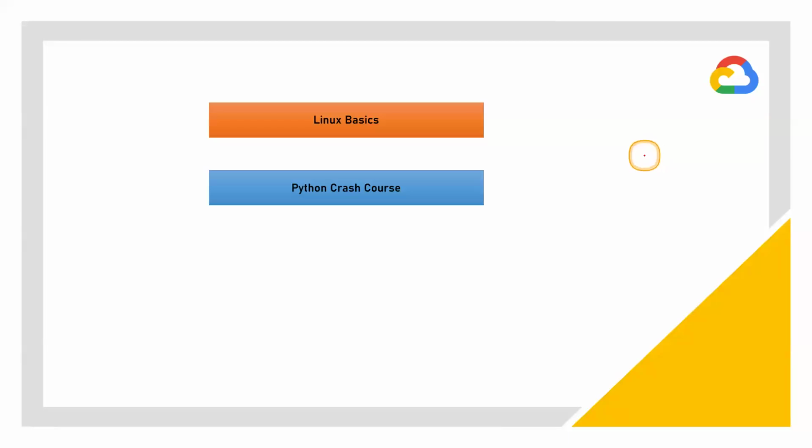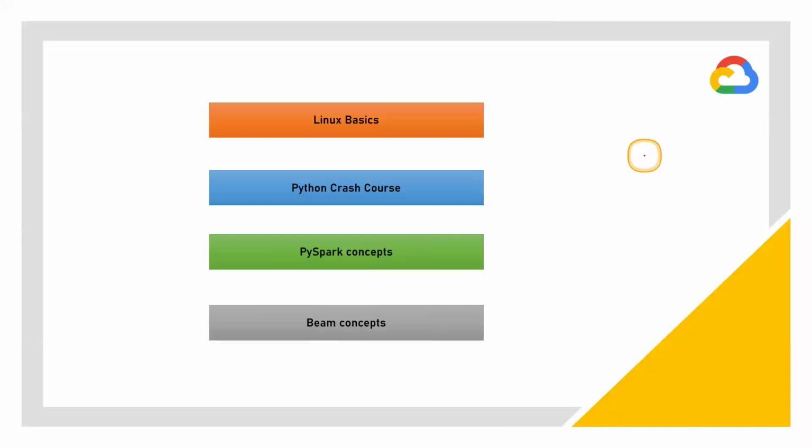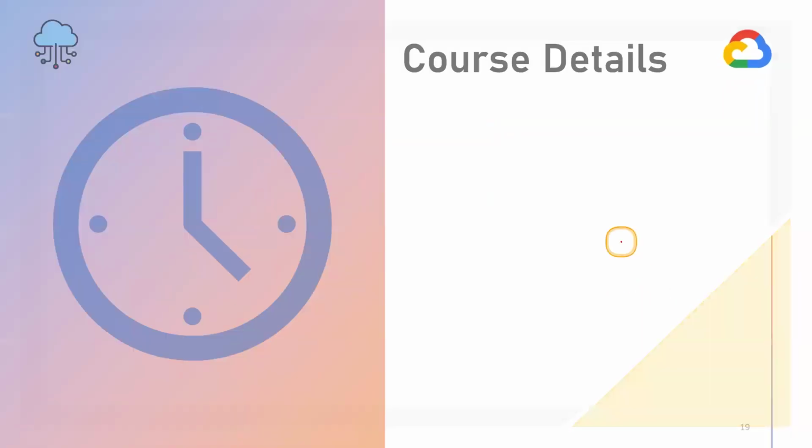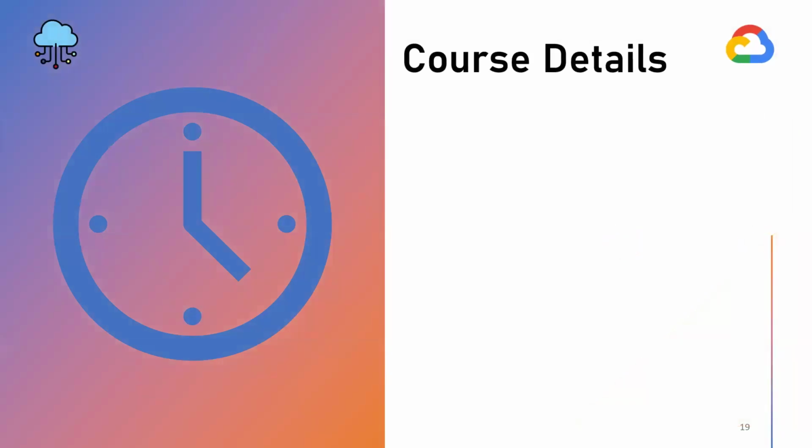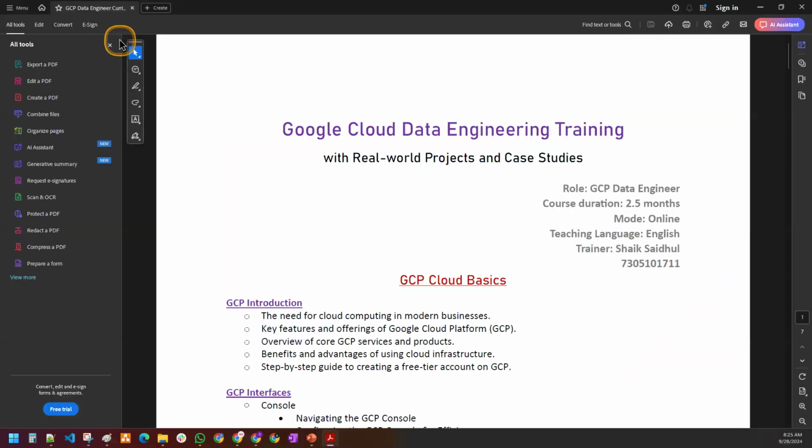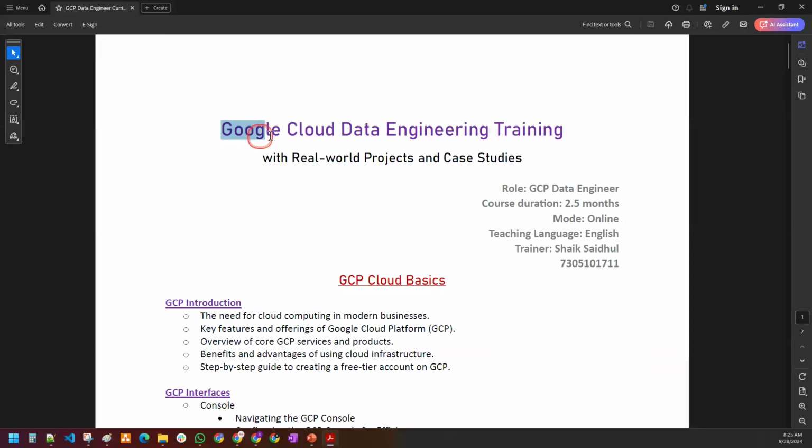And very important, we are covering Linux basics, and we are covering Python also for 6 to 7 hours, and PySpark and Apache Beam. So Linux is covered, Python is covered, PySpark is covered, Apache Beam is covered. Okay, so that is it. This is about the course curriculum. I would like to show you the detailed course curriculum, everyone, with the real-time projects. Here is the Google Cloud Data Engineering training with real-time projects and case studies.